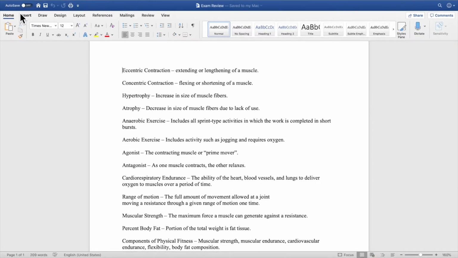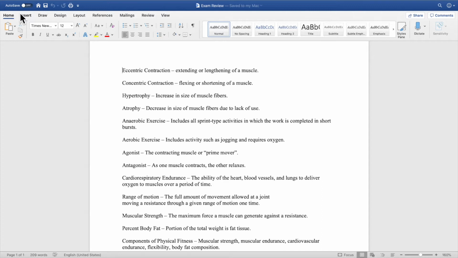Here are some things you'll need to know for the next quiz and for your final exam. An eccentric muscle contraction is the extending or lengthening of a muscle. So for example, during a bicep curl, when you're lowering the weight, your bicep is lengthening. The muscle is lengthening.